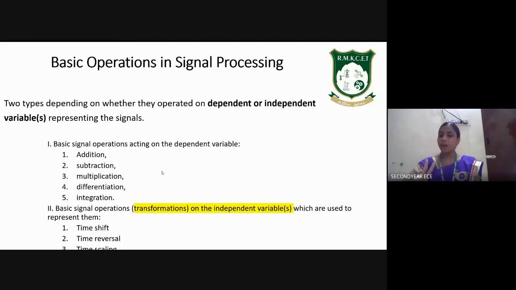So based upon which variable we are going to perform the operation, these basic operations are divided into two types. The first type of basic operations is performed on the dependent variable, and the second type is performed on the independent variable.